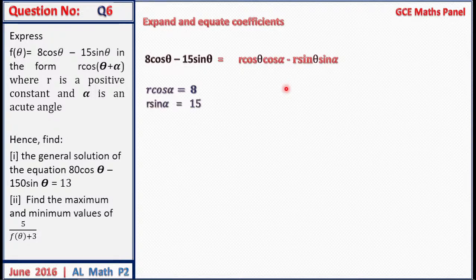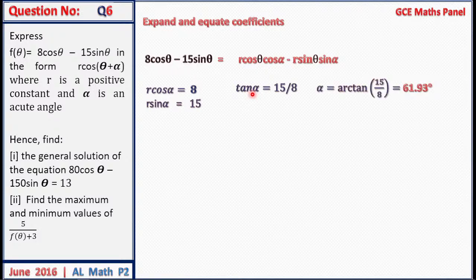Now when we equate the coefficients, the cos theta will cancel out, and we'll be left with r cos alpha equal to 8. Similarly, we have minus 15 sin theta identical to minus r sin theta sin alpha. The minuses will cancel out, sin theta will cancel out, and I'll be left with r sin alpha equal to 15. Then tan alpha can now be given by dividing equation 2 by equation 1. That will give us 15 on 8, because the r's will cancel out, and sin alpha over cos alpha is tan alpha, so tan alpha is equal to 15 on 8.